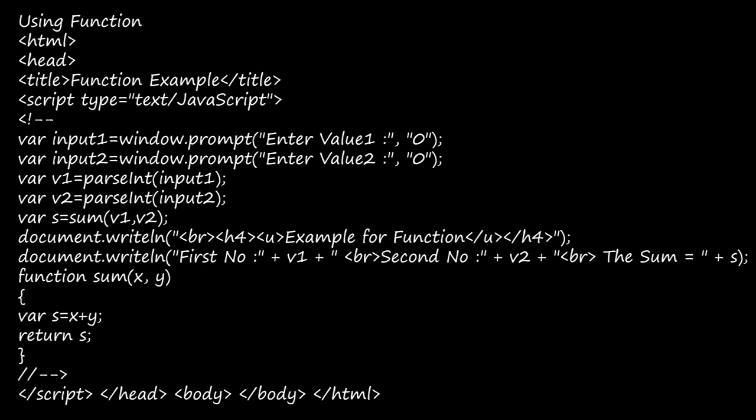The same way for V2 also, value V2 is equal to parse int of input 2. So if you are giving a float value, that is a value with a decimal point, it will just make it an integer and take it as an integer. Okay, and the next one, variable s is equal to sum of v1 comma v2.